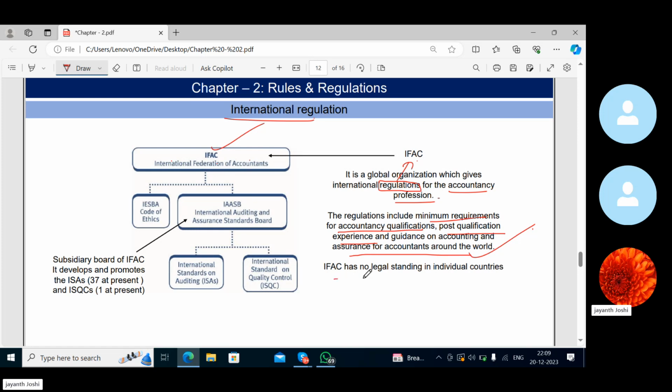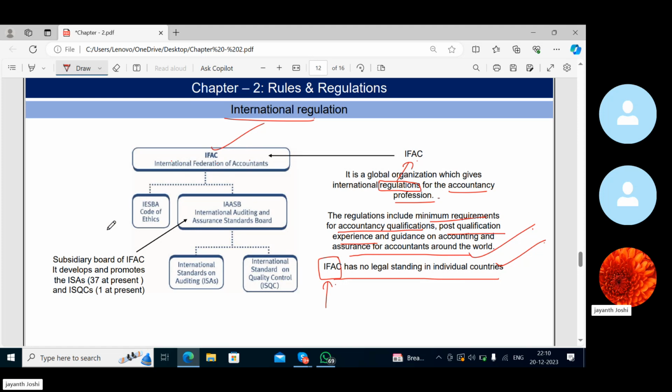IFAC has no legal standing in individual countries. That means this is an international organization, but the regulations they set for good practices in companies, other bodies would respect and follow. A little bit of what they say, but they are not legally binding in individual nations or countries.